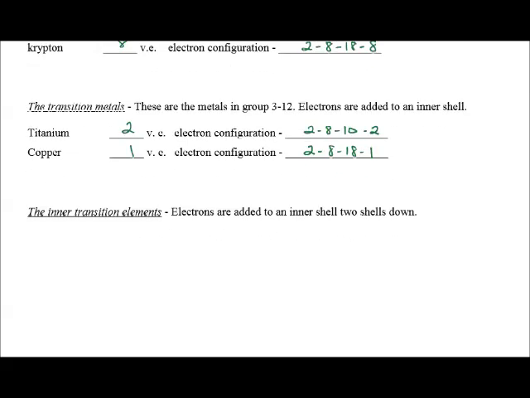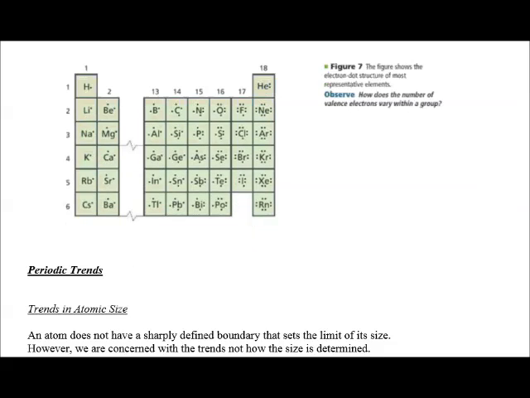So if we move ahead to the next page, we see we have a periodic table arranged by electron dot structures. And the question asks, how does the number of valence electrons vary within a group? A group is a vertical column, and we see, for the most part, the valence electrons remain the same. So group 16 has 6 valence electrons.